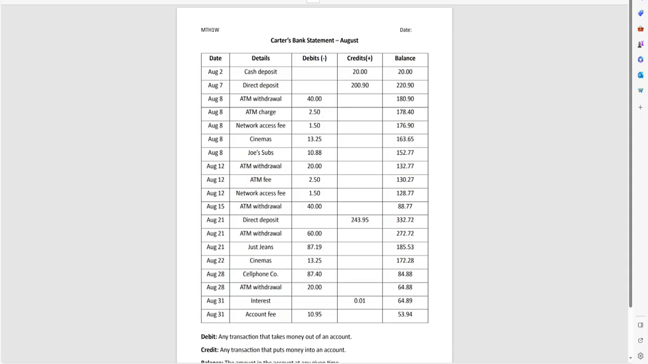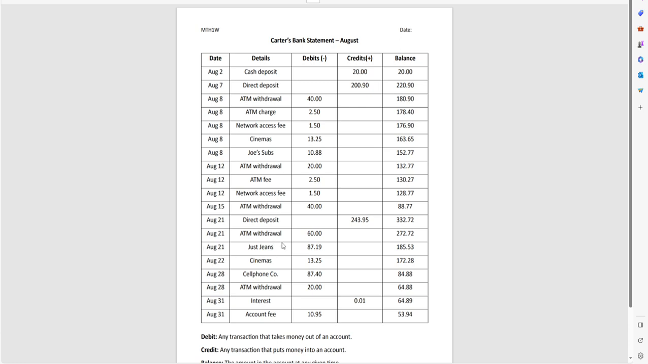So here's his bank statement, and we want to take a look at some of the spending habits. If this is a typical month, we see it broken down daily, we see the details, whether there's a debit or a credit, and then the balance. We want to think about, what does he tend to spend his money on? Well, if we look through it, we see deposits, a withdrawal, a charge, a network access fee, movies, subs, more withdrawals, clothes, movies, cell phones, right? So a lot of the things that he's buying is a lot of personal stuff.